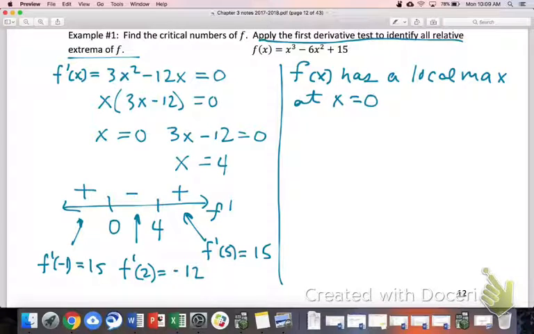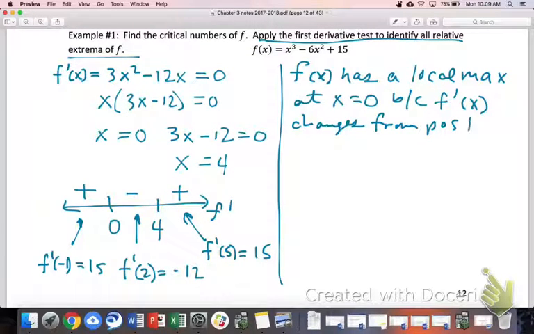Okay, let's talk about why. So this is the give a good reason or justify your answer. Because f prime changes from positive to negative at x equals 0. Now I've already established that x equals 0 is a critical number. I want to be really clear about this. I've already established that x equals 0 is a critical number, so I don't have to repeat that.